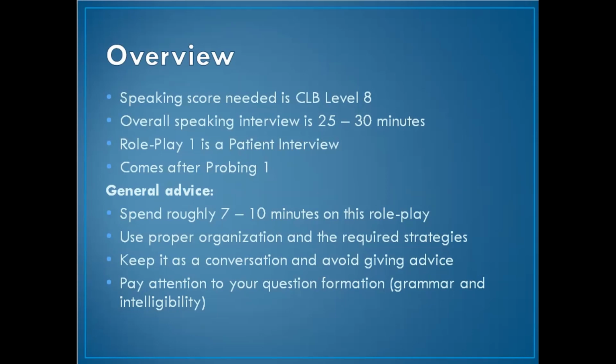It is important for this role play to use the proper organization and all the required strategies, which we will discuss in a little bit. Try to keep it as a conversation, and even though you may be tempted sometimes, avoid giving advice in this role play. You are just getting the information from the patient. It is important to pay attention to your question formation because grammar and intelligibility are marked quite high.